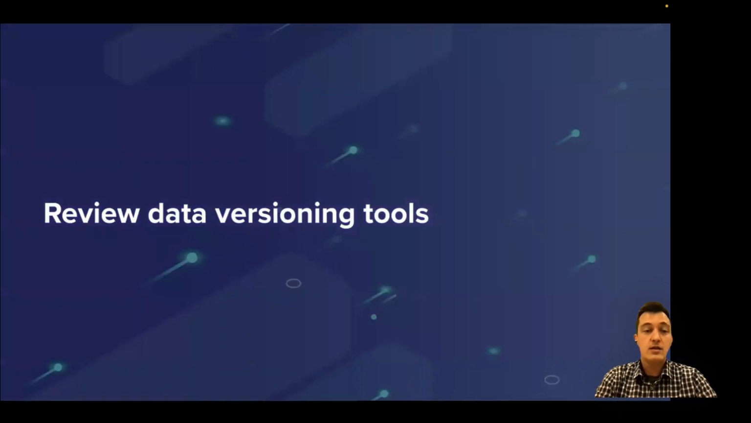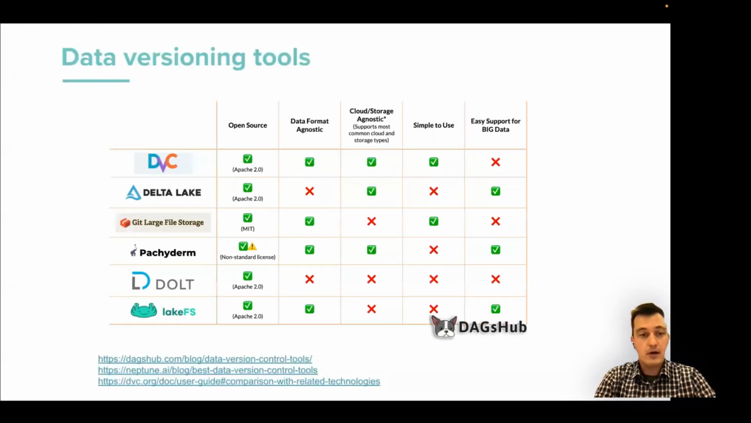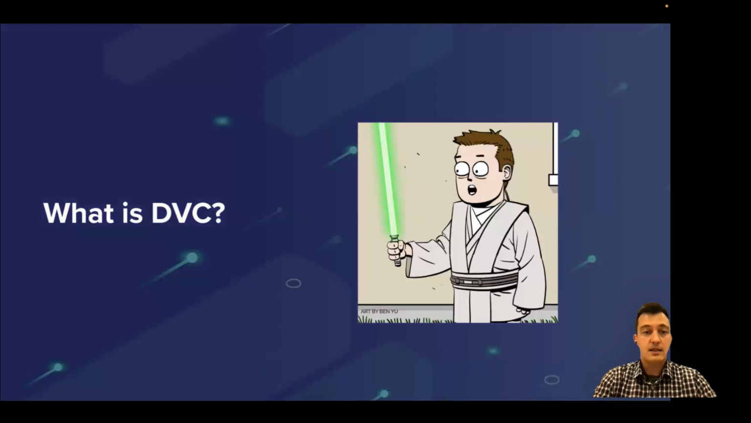What kind of tools do we have for versioning? I found this nice table from DagsHub. There is a comparison of different tools, and DVC is here, of course. Today we'll focus on DVC because DVC is a kind of universal tool that you can apply to different kinds of data, and it will work out of the box in most cases. Let's start with DVC.